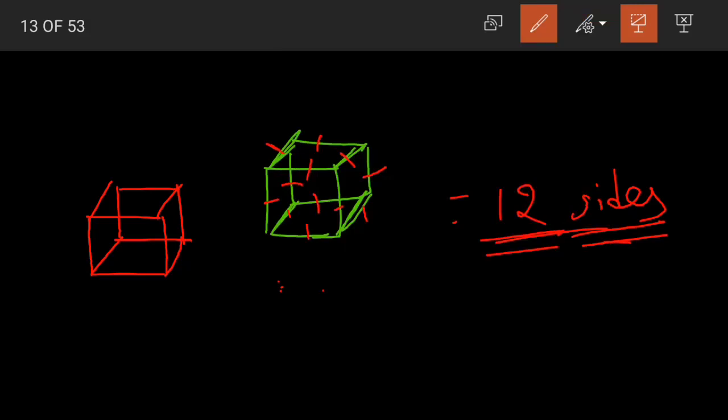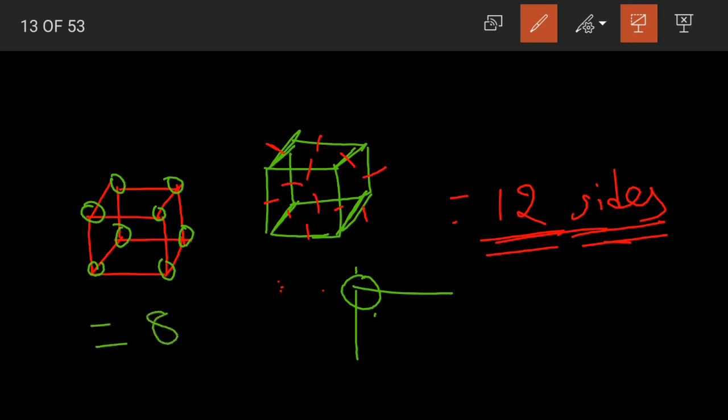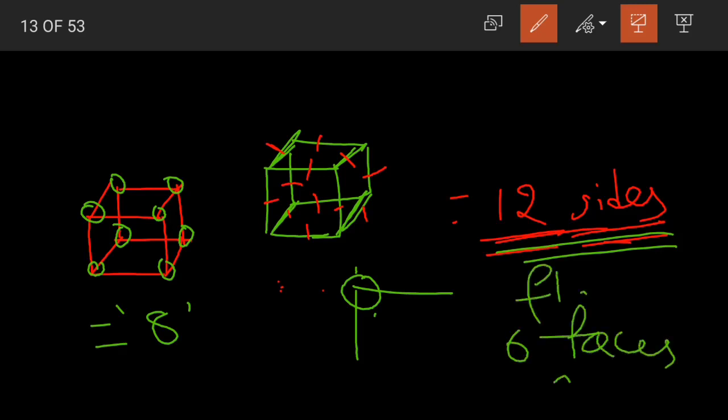Now coming to the vertices. Vertices are nothing but the corners. Yes, the corners where two lines meet. Here we have 1, 2, 3, 4, 5, 6, 7, 8. So how many vertices are we having? See, where two corners meet, this will be a vertex. This will be a vertex. So how many vertices does a cube have? It is having 8 vertices. It is having 8 vertices, 12 sides, and how many faces, children? 6 faces. 6 flat faces.